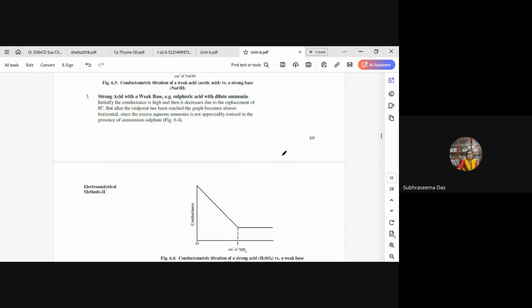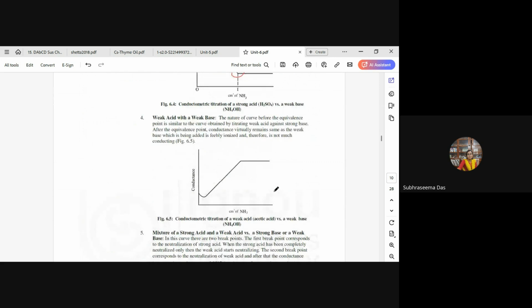Then coming to titration of sulfuric acid with dilute ammonia. Here first the conductance is very high. Then it decreases because of the replacement of H+. But you see, after the end point has been reached, the graph does not change because excess ammonia is not appreciably ionized in the presence of ammonium sulfate.